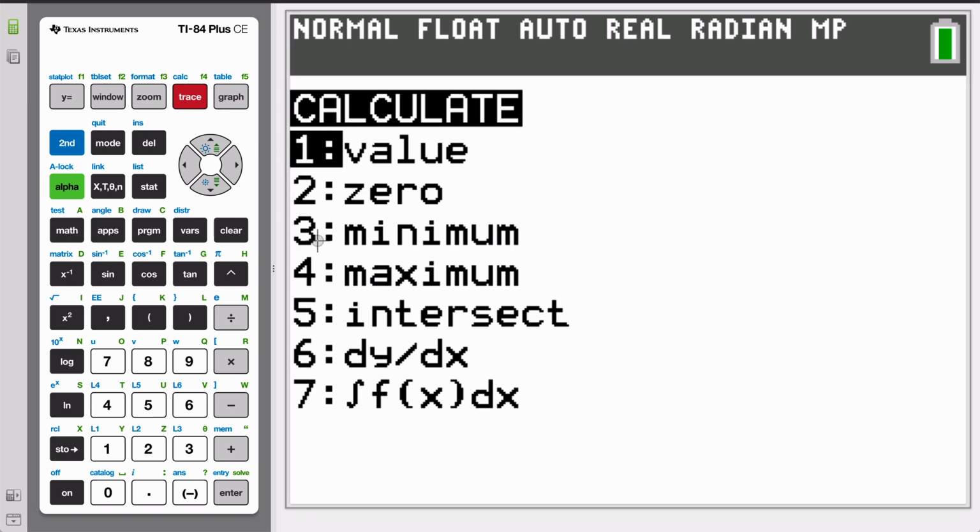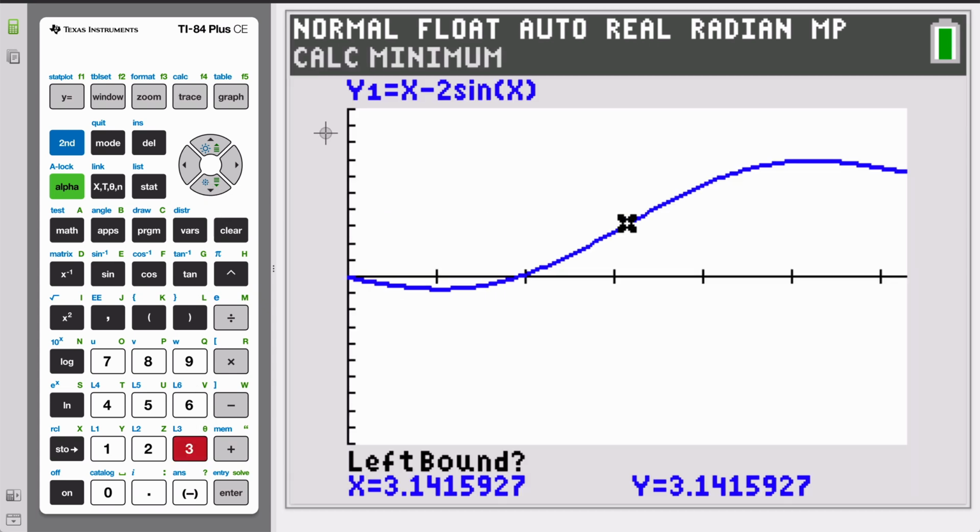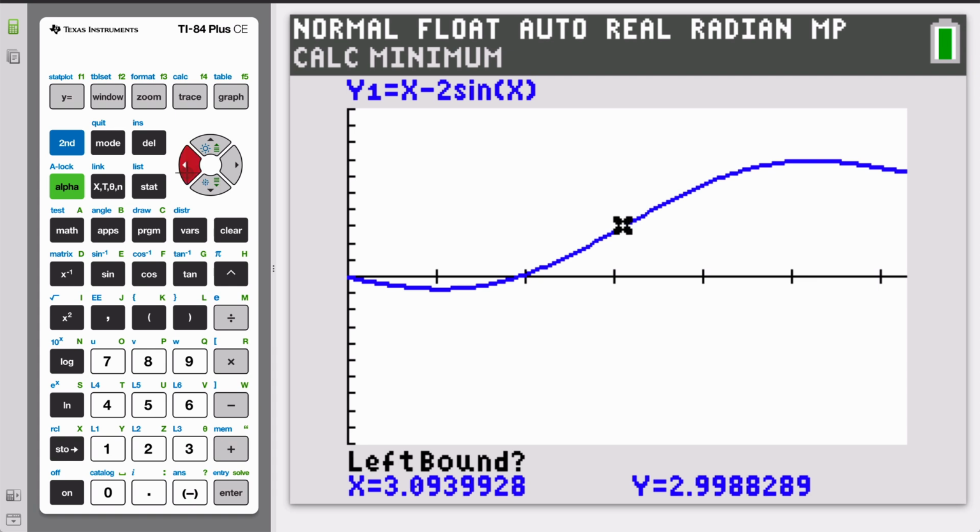And let's first do a minimum because that was the first one that showed up. So we're going to calculate a minimum. You can either tab down here or just hit 3. For the left bound, you just have to take your cursor and put it somewhere to the left of where we think there's going to be a minimum. So cursor over, and let's say there, hit enter.